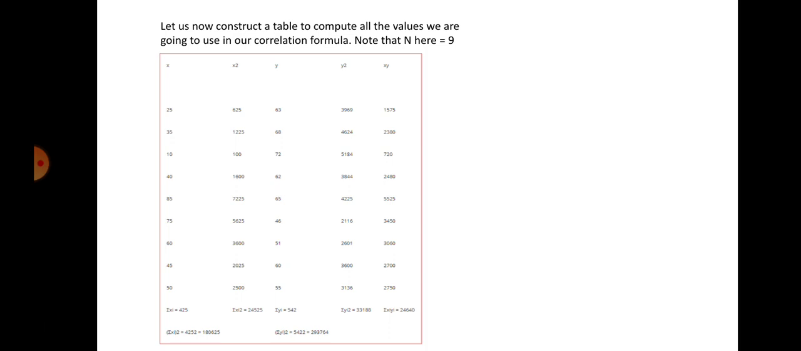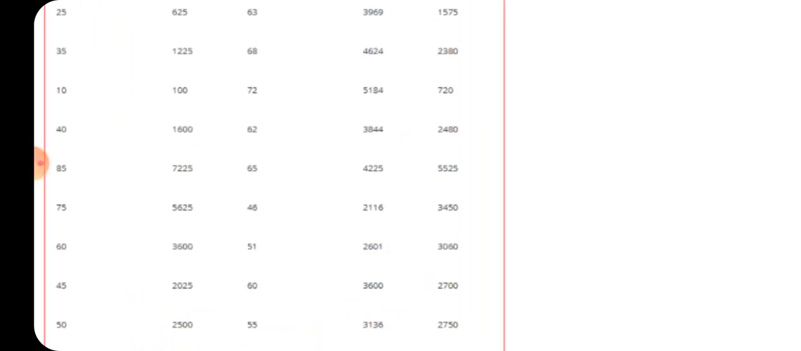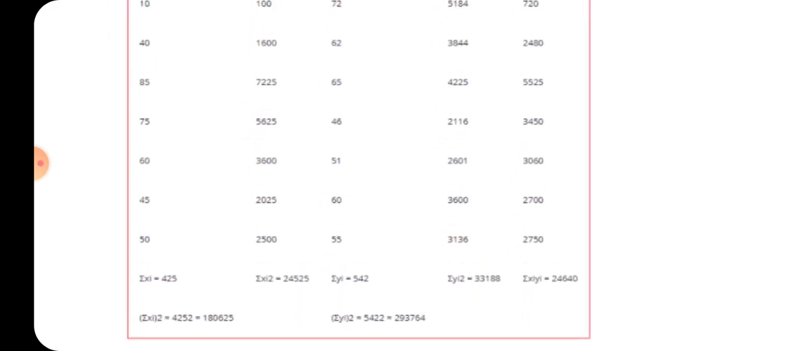n is 9, into the last column value, sigma xy, which is 24,640, minus sigma x, 425, into sigma y, 542, divided by the square root of n into sigma x square, 9 into 24,525, minus 425 square, into n into sigma y square minus sigma y whole square, which is 9 into 33,188 minus 542 square.